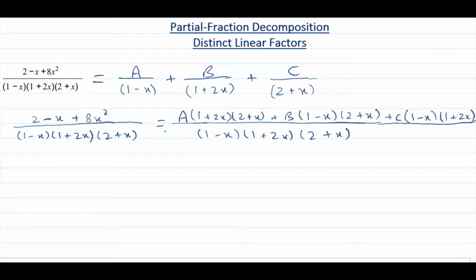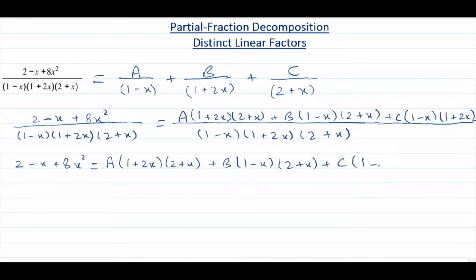Alright, now if you look at the denominators, they are the same, so that means the numerators also have to be the same. So we can say 2 minus x plus 8x squared is equal to this numerator. We can simplify the numerator a bit if we wanted, but in this case we should not, because remember आपको कुछ intelligent values of x choose करनी है in order to eliminate some variables. So let me write down the variables first. A into 1 plus 2x into 2 plus x plus B into 1 minus x into 2 plus x plus C into 1 minus x into 1 plus 2x.